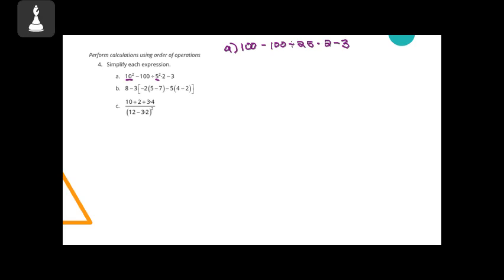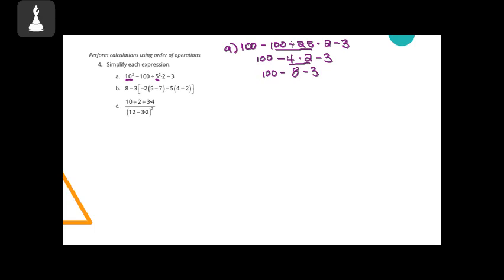So now I am to the point where it is multiplication and division from left to right. So the first thing I see here is this division. 100 divided by 25 is 4. I'm going to carry everything else down. So the 100, the minus, the times 2, and the minus 3. Still working multiplication and division. 4 times 2, so 100 minus 4 times 2 is 8, and then minus 3.